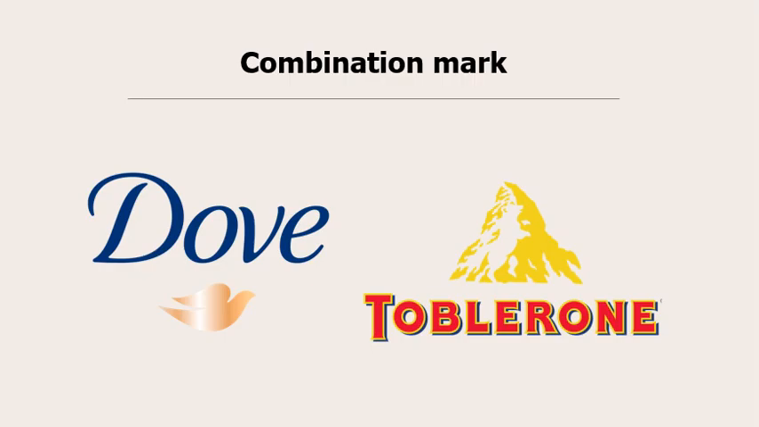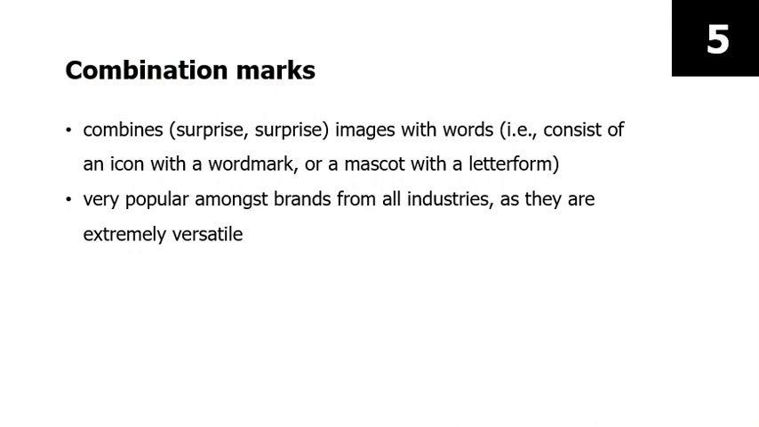And last is the combination mark. We know the Dove logo and the Toblerone logo. Of course, when you say combination, it is a combo of text and images or graphics. So maybe you can combine icons and a word mark, the whole name of the brand or of the product, such as what was done in Dove and Toblerone, plus some icons. But you can also put some mascots with a letter form. An example of a mascot is the face of Jollibee, diba? So that's a mascot.